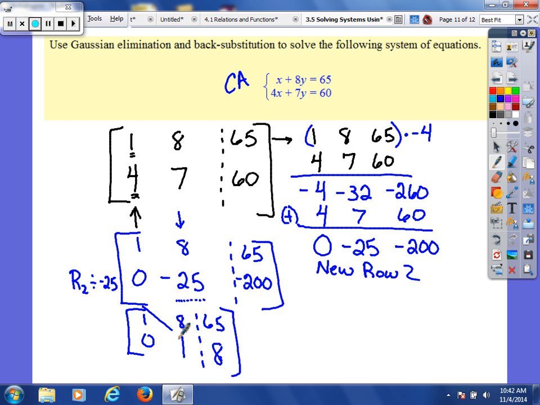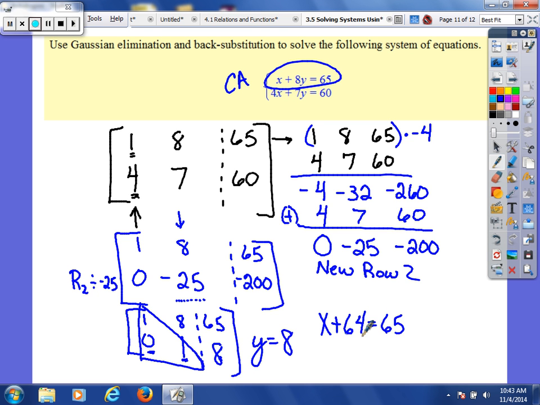Now look, we're done. This is row echelon form. 1's in the diagonal, 0's below. This tells me x is 0, y is 1. What is y? Y is 8. What can I do to find x? Back substitute. How about up here? How about that one right there? X plus 64 equals 65. Subtract 64 and you get 1. Looks to me like our answer is 1, 8.